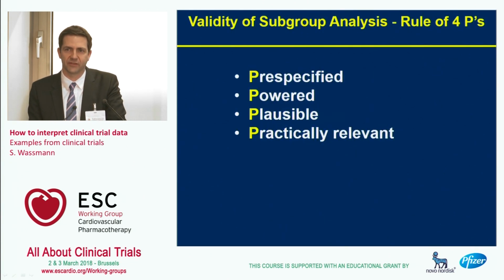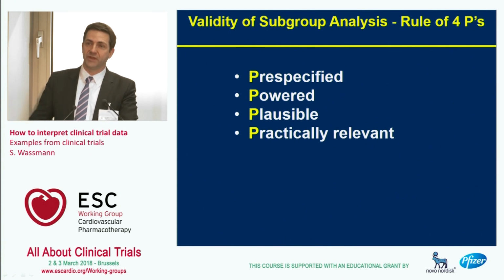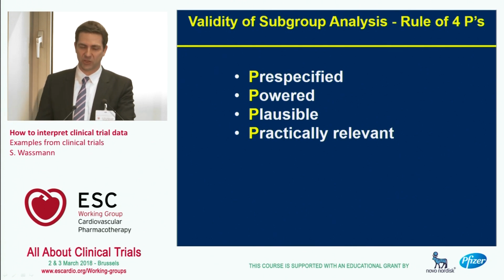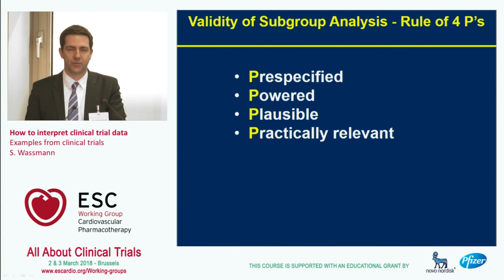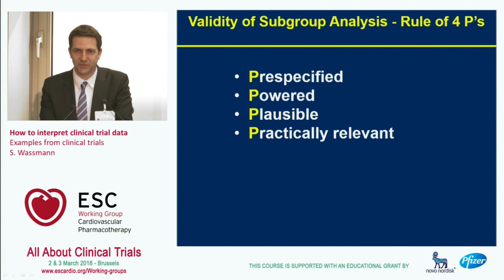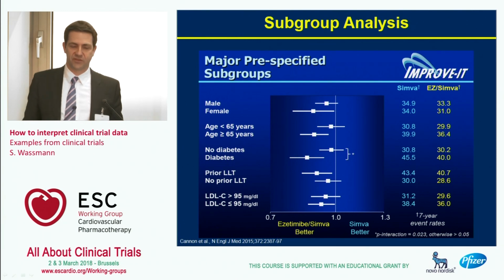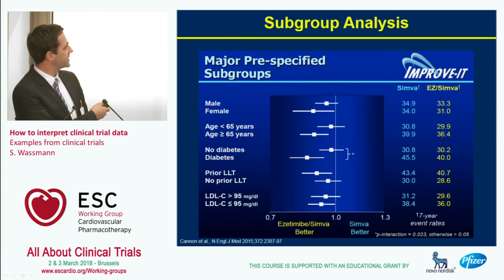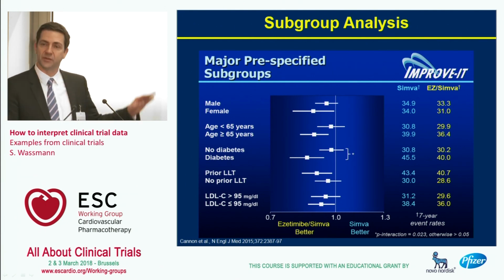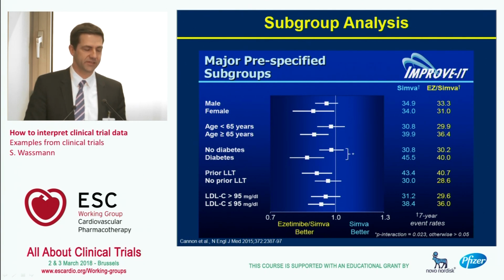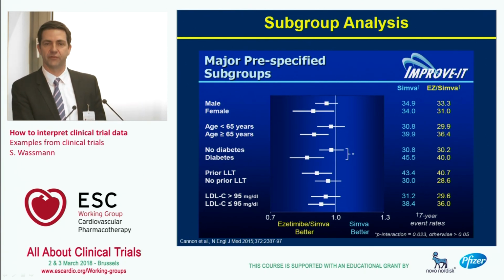Okay, subgroup analyses. That's the rule of the 4 Ps. I like that one. So the subgroup analysis needs to be pre-specified, adequately powered, plausible, and practically relevant. You can test anything in subgroup analysis, but does it make sense? Maybe not. I think you heard something about that before. Okay, what about IMPROVE-IT? Just look at this. These were pre-specified subgroups of the trial: sex, age, diabetic status, prior lipid-lowering therapy, yes, no, and the baseline LDL cholesterol. So all of these, I think, fulfill the 4P rule.